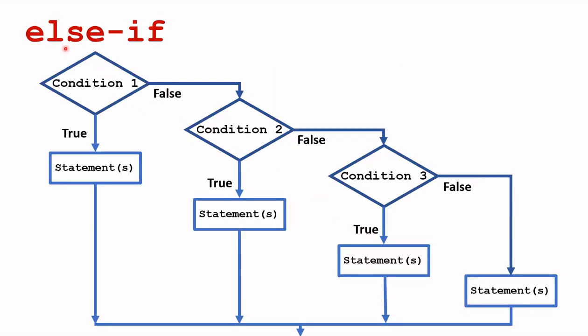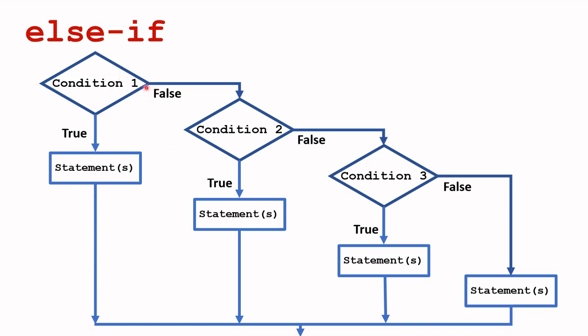So let's take a look at the if-else construct. So here I've put in 3 conditions. In theory, you can have many conditions, but we'll stick to 3. For the first condition, if it's true, it will come down this way and then execute the statement or statements. And then after that, it will exit.